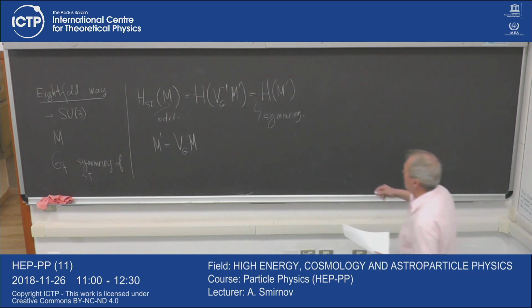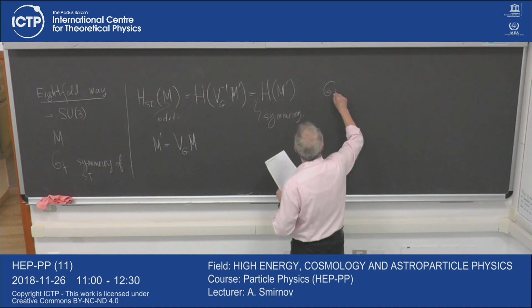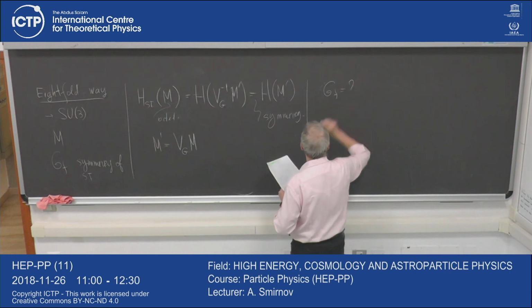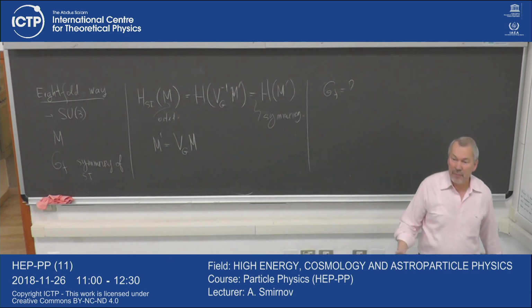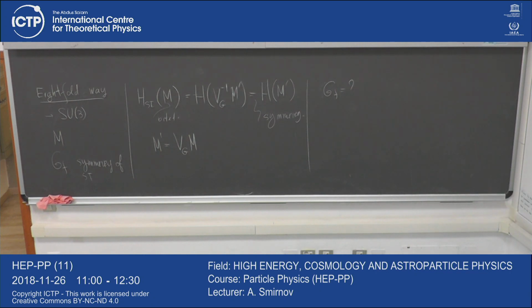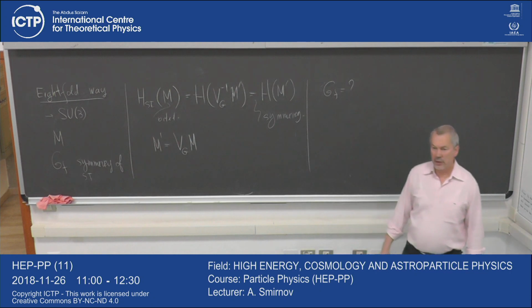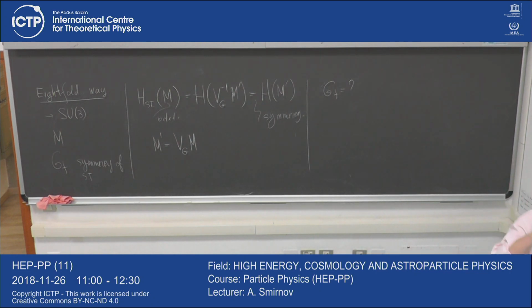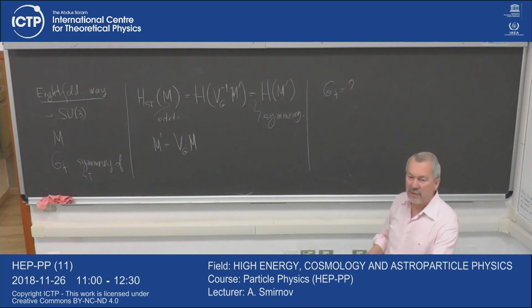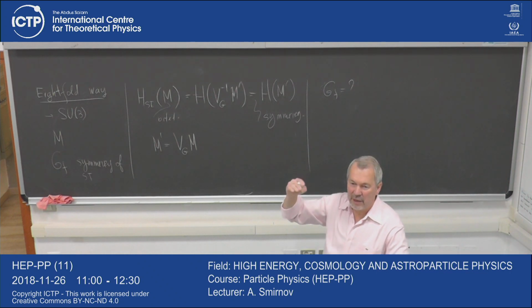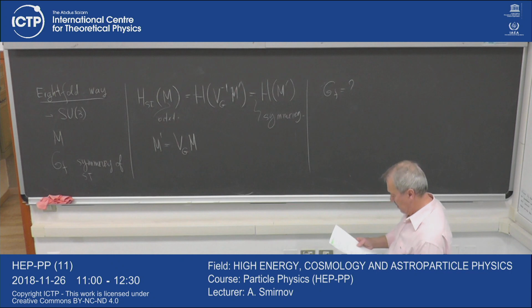Now, what is this symmetry G? Let's try to identify what it could be. It should have representation 8 because we have an octet of particles, right? So this V is an 8 by 8 matrix. SU2 has all possible representations, 1, 2, 3, 4, 5, etc. But SU2 doesn't work because then in the octet we would have the charges, say 0, minus 1, minus 2, minus 3, right? So that doesn't work, first of all.